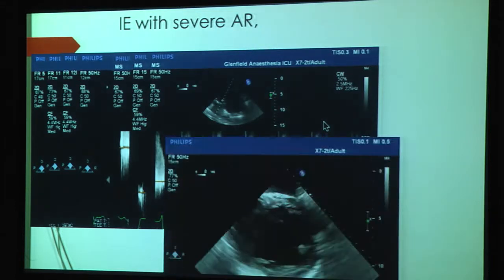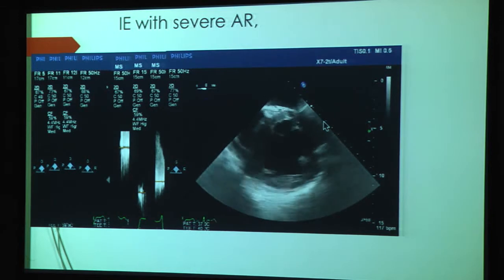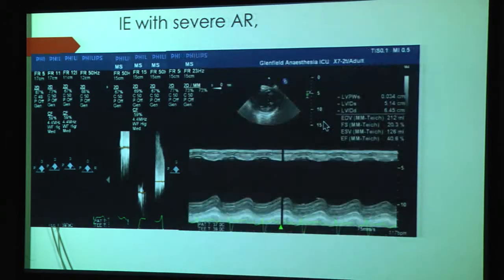Then we assess the LV function. So this ventricle doesn't look all too happy, not surprisingly, and it's a bit dilated. We do some M-mode measurements, even though we've talked about that before. It is not recommended anymore to have this as an absolute quantification of ejection fraction, but as a screening method, it's still reasonably okay. So we're getting about 40% ejection fraction, and the end diastolic diameter is 6.45 centimeters, which is significantly dilated.